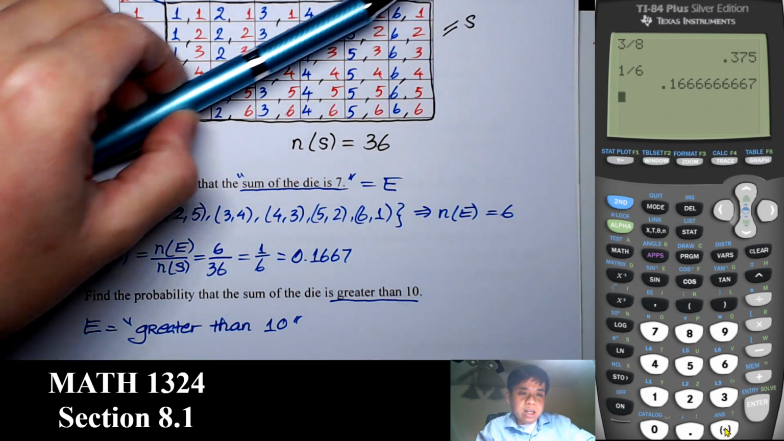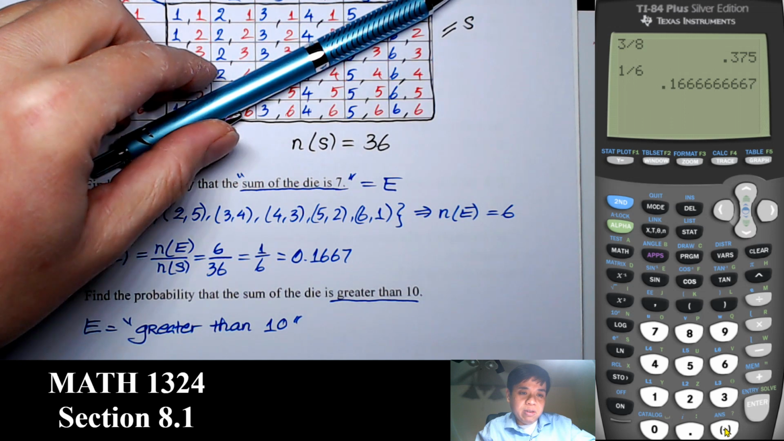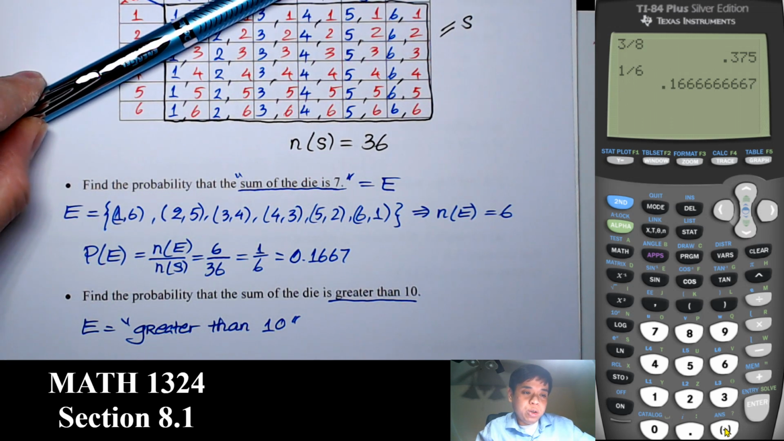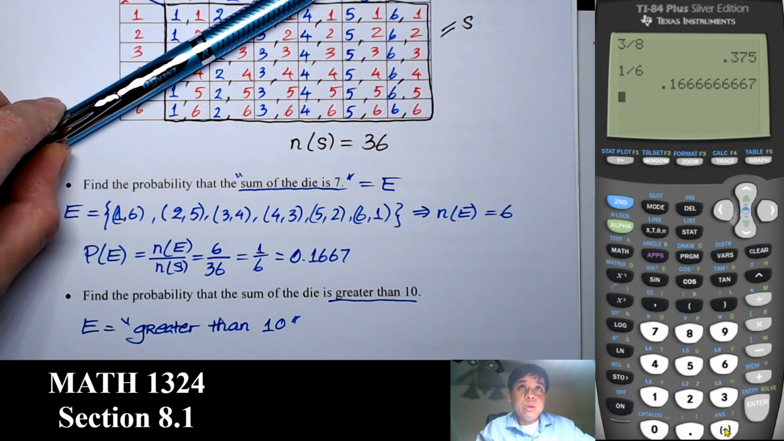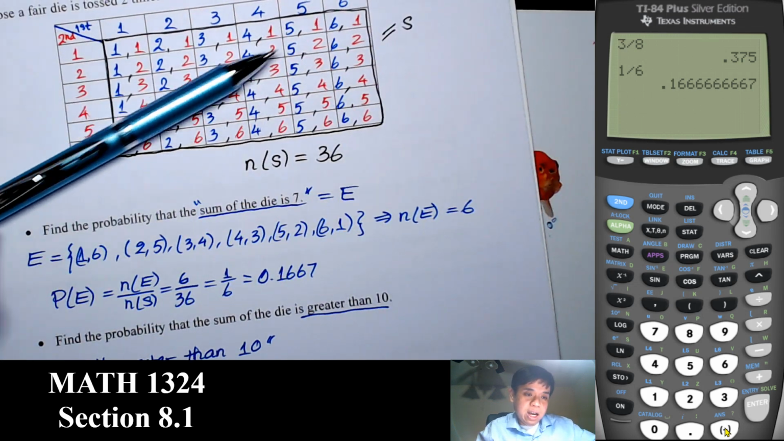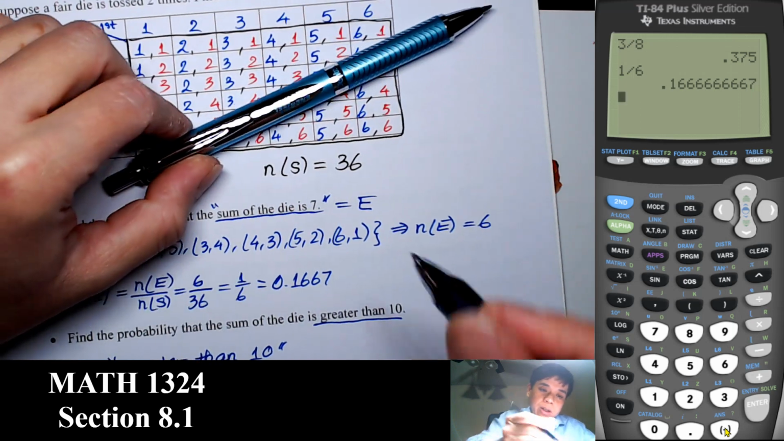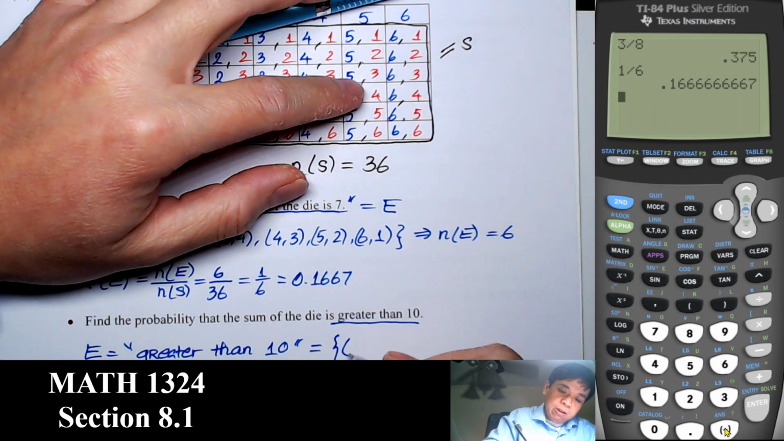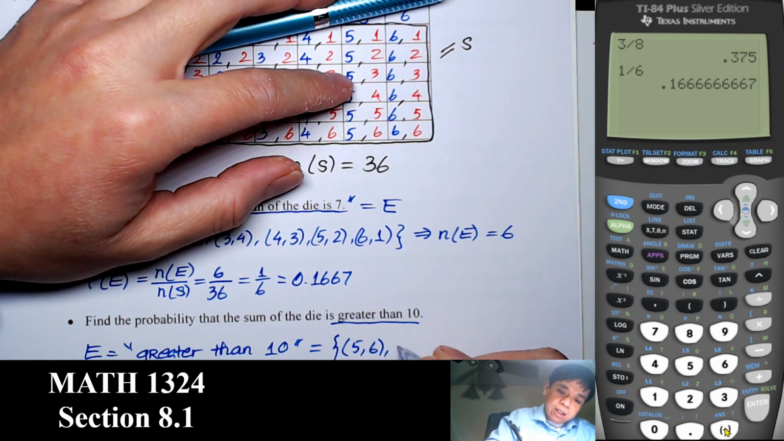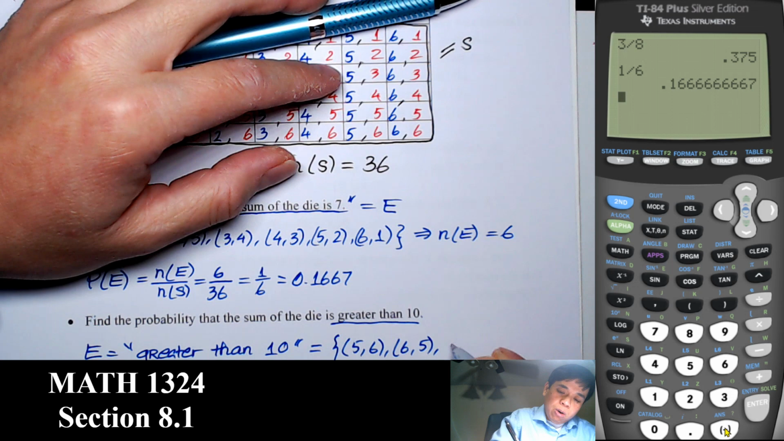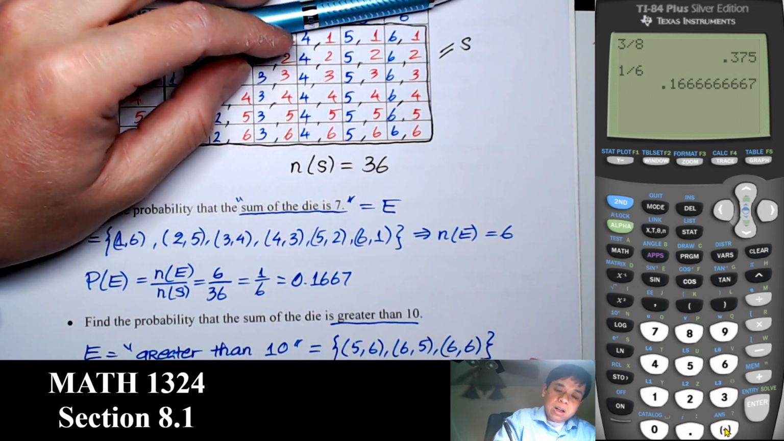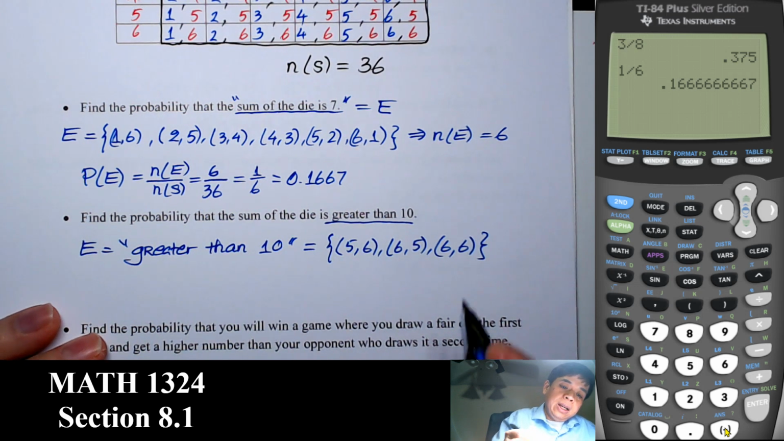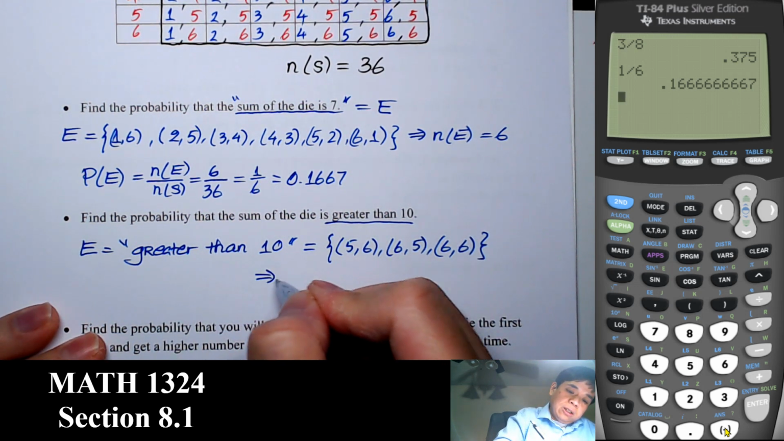So pretty much, as you see, everything on the diagonal has the same sum. So all of this adds up to 2, all of this adds up to 3, and so on. The diagonal here adds up to 7. So for the event greater than 10, we have to have only 5 and 6, 6 and 5, or 6 and 6. Those are all the possible outcomes that add up to more than 10. And there are 3 of these.